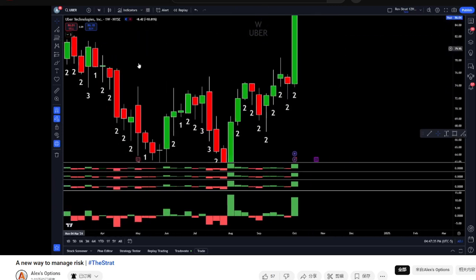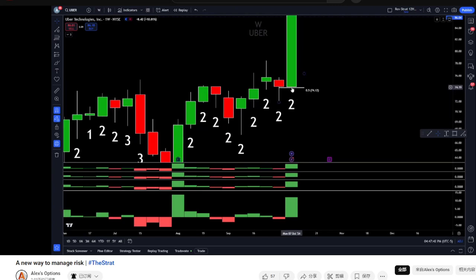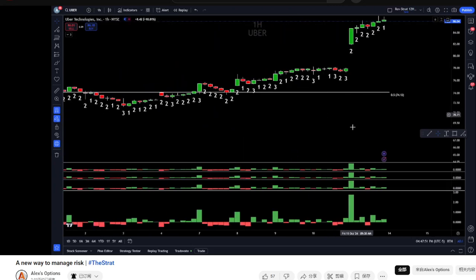So let's say, for example, Uber, if it did go, let's just draw it like this. So the 50% was here. We can buy it. The 50%, we want to see it respected. So maybe you set an alert there and you say, okay, when it gets there, what does it look like? And then we can drop to a 60.